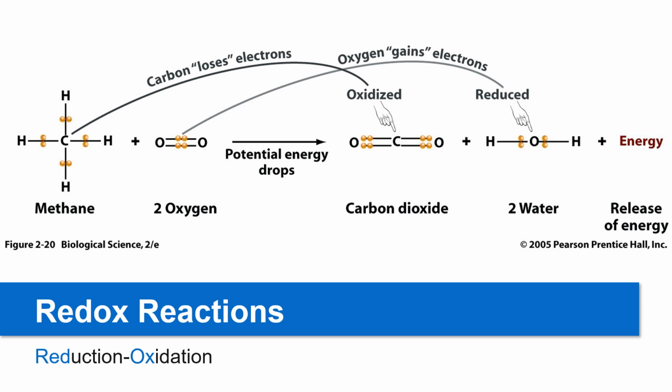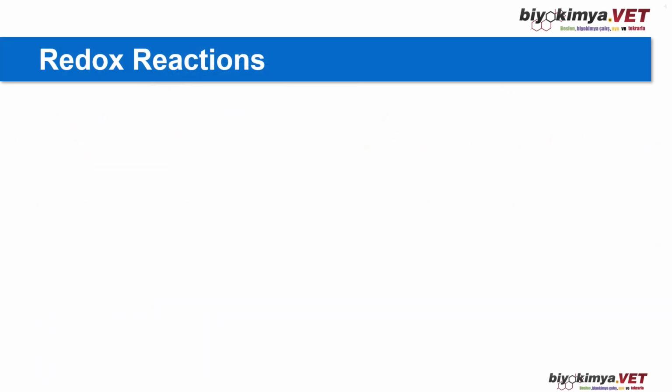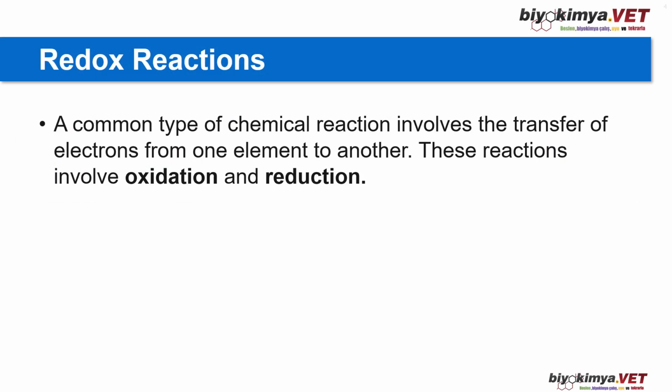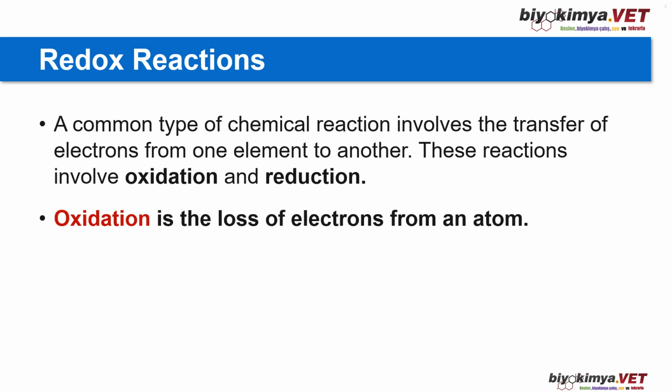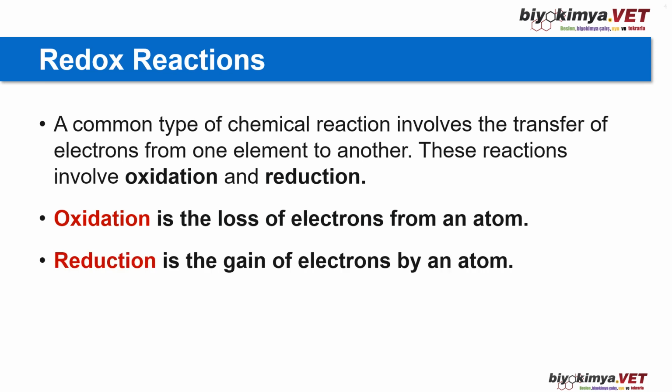Let's start with the first title, Redox Reactions, Reduction and Oxidation Reactions. A common type of chemical reaction involves the transfer of electrons from one element to another. These reactions involve oxidation and reduction. Oxidation is the loss of electrons from an atom. Reduction is the gain of electrons by an atom.